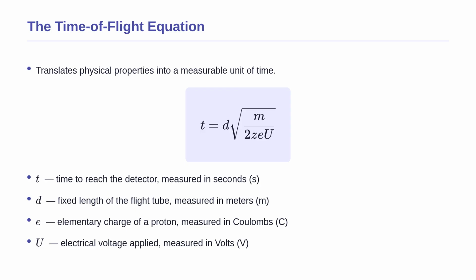Notice that if the mass m increases, the time t increases, meaning heavier ions arrive later. If the charge z increases, the time becomes shorter.